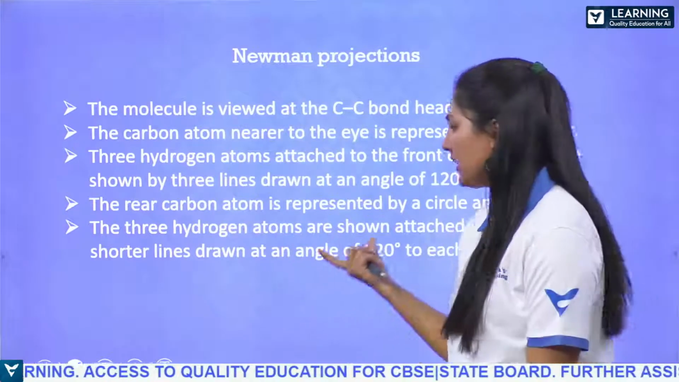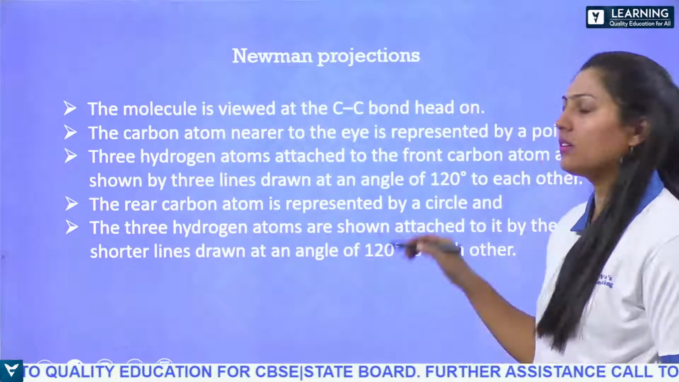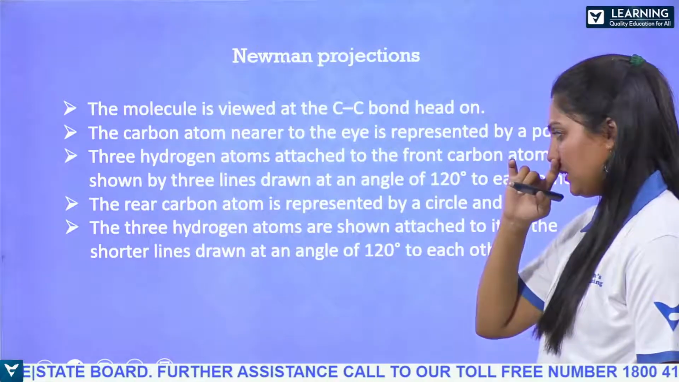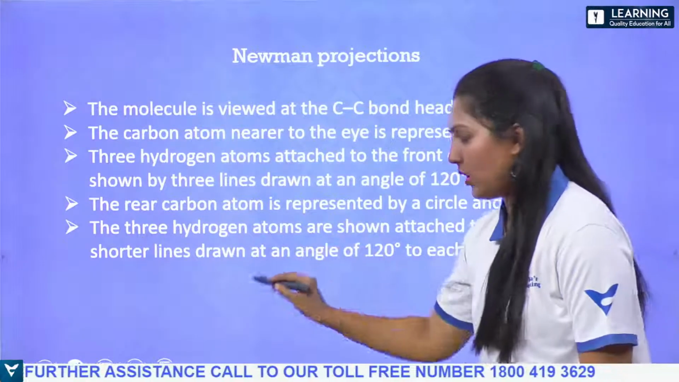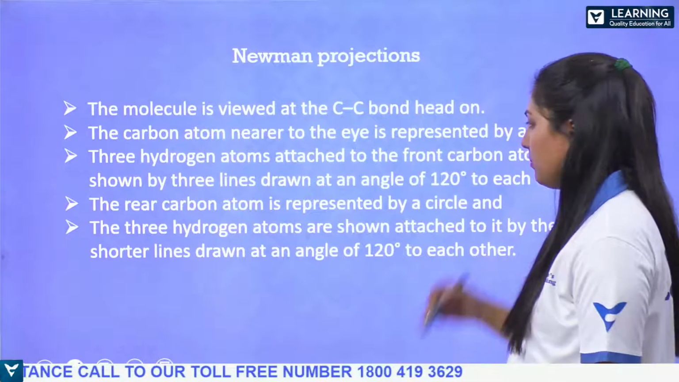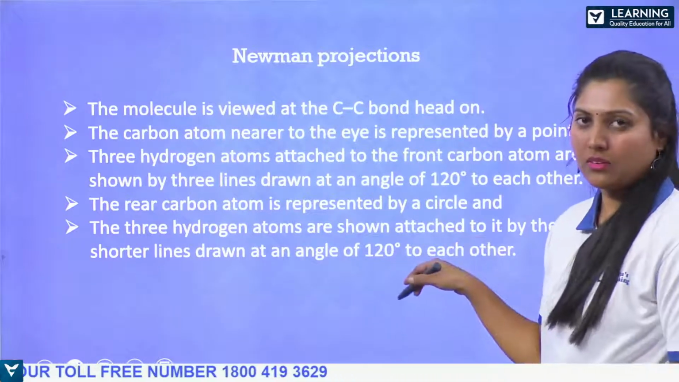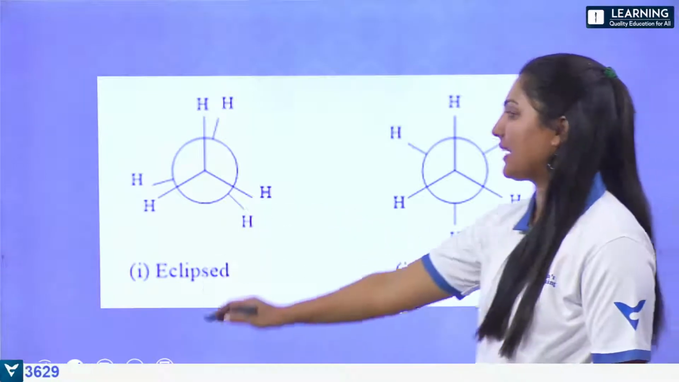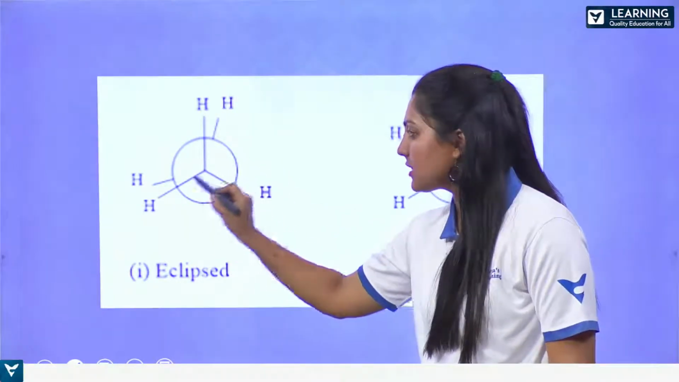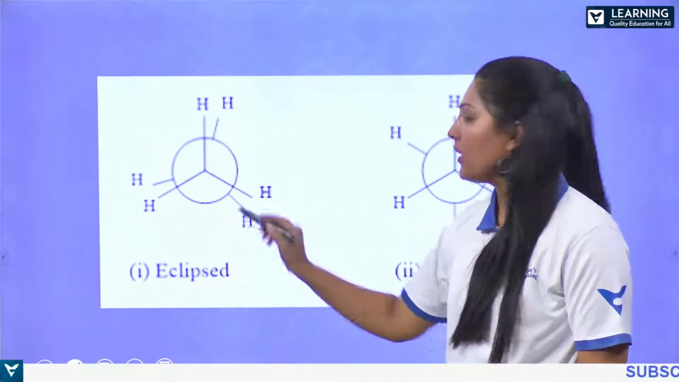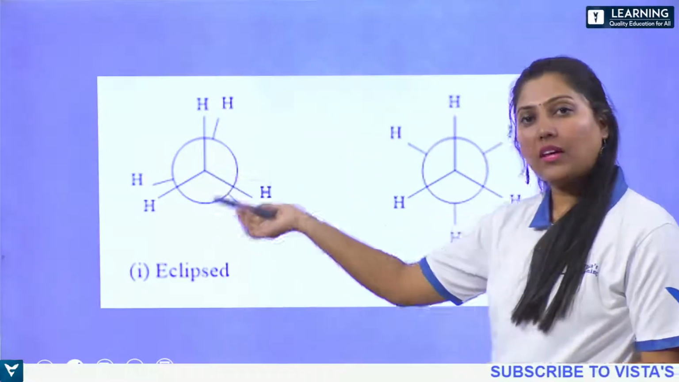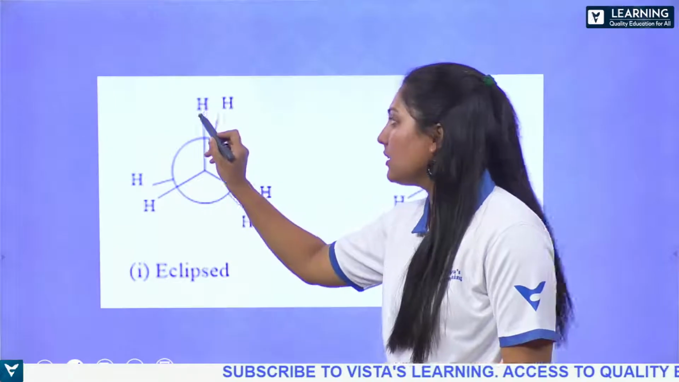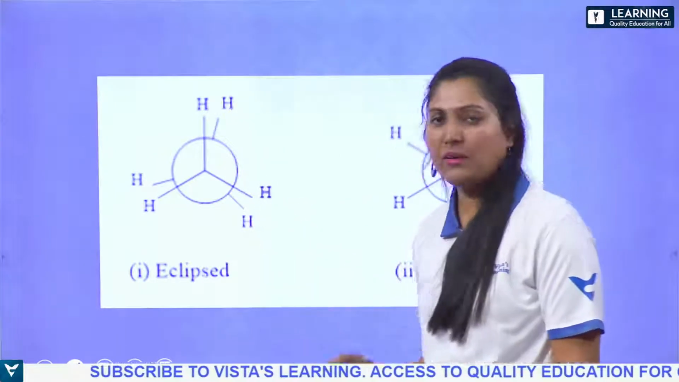The 3 hydrogen atoms attached to the rear carbon, the circle, will have shorter lines than the previous one, with the same bond angle of 120 degrees. So this is the eclipsed one, where you can see this is the front carbon atom and the circle is the rear one, where this hydrogen is exactly behind this, this is exactly behind this, this is exactly behind this.